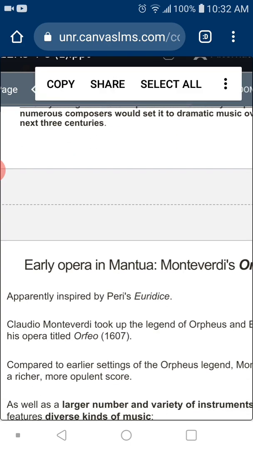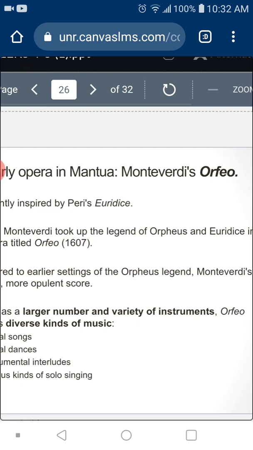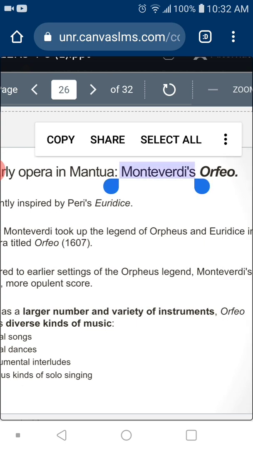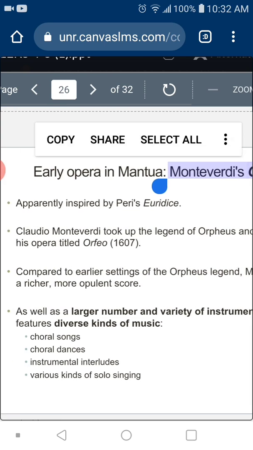And one of the first and most important settings of Orpheus, even though it was not the first, was Monteverdi's Orfeo, this one here. Monteverdi was a very important composer. This is important because it's the first really complete opera to include choral dances, monodies, polyphony, instrumental dances, a different kind of solo singing. So for the first time, you have everything in this opera.